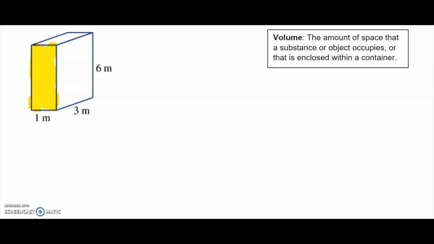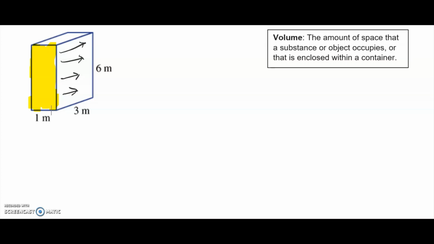And then what makes it a prism is that shape is extended beyond the face. So you can see that that shape's being extended that way. Now, no other movements. It has not been squished. It has not been stretched. It has just been extended.